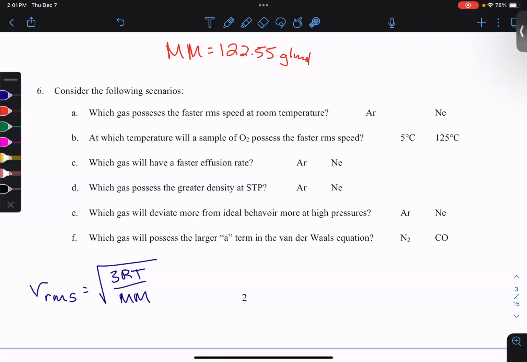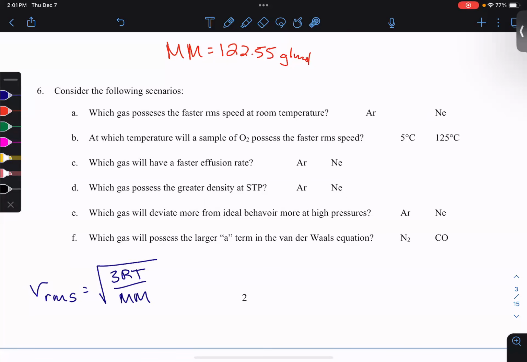So hot samples move faster than cold samples. Heavy particles move slower than light particles. And we can get those relationships just from this equation alone. So let's answer these questions. Which gas sample has the faster root mean square speed at room temperature, argon or neon? What are we looking for? We're looking for the lighter molecule.